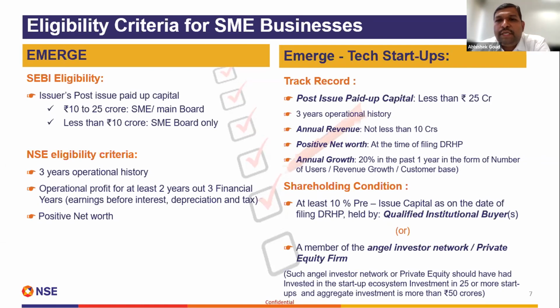Now, looking at tech startups or technology-oriented companies, what should their eligibility requirements be? This would be paid up capital again less than 10 crores or less than 25 crores, and a 3 years operational history, which is similarly required. The annual revenue should not be less than 10 crores. This is the requirement. So any company whose revenue is more than 10 crores, even if it is making losses, can go ahead, but it has to have a positive net worth, and compared to the previous year there should be growth in its business and revenue. So if there is 20% growth in business over the previous year, even if the company is making a loss, the company can access the EMERGE tech platform and get listed.